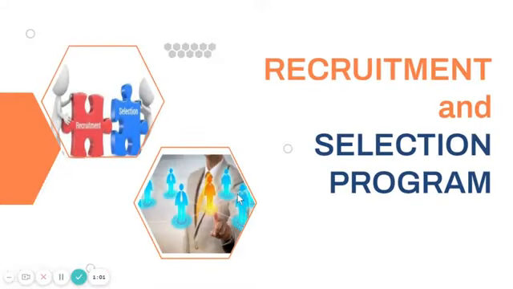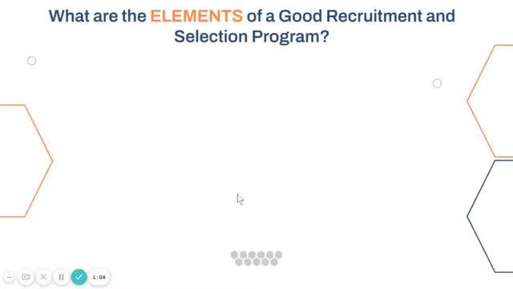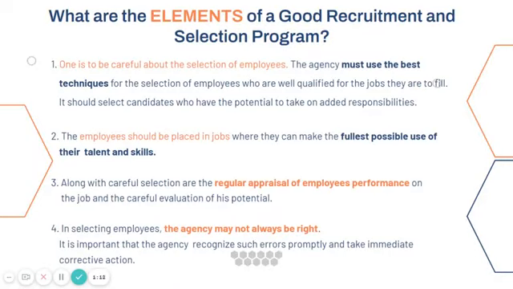The next thing that I will be discussing is about recruitment and selection program. There are elements of a good recruitment and selection program that we need to know about. The first one is to be careful about selection of employees. This is because the agency must use the best techniques for the selection of employees who are well qualified for the job that they need to work into.